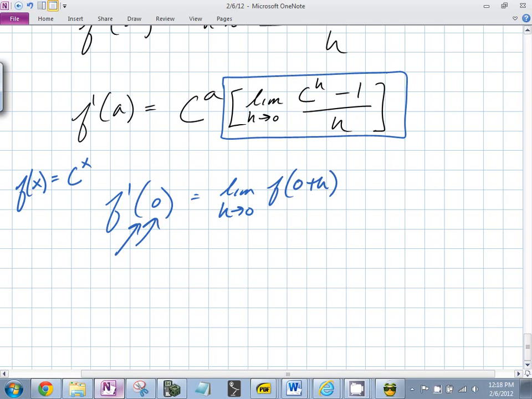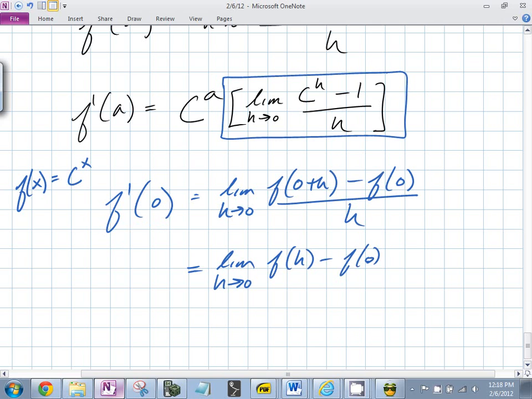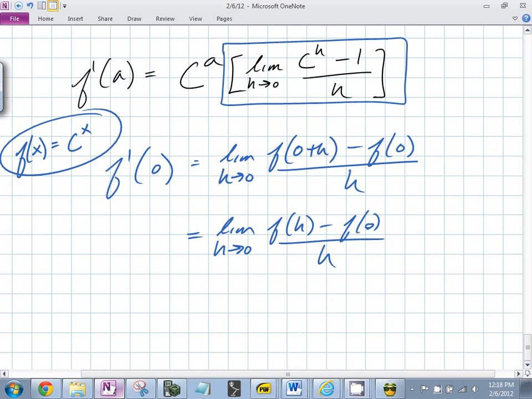The function is c to the x, correct? So we have the limit as h goes to 0 of c to the h minus c to the 0 over h. What is c to the 0? So we have f prime at 0. The derivative of this function at 0 is the limit as h goes to 0 of what? C to the h minus 1 all over h.